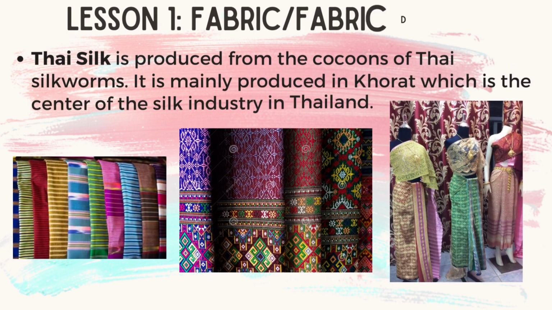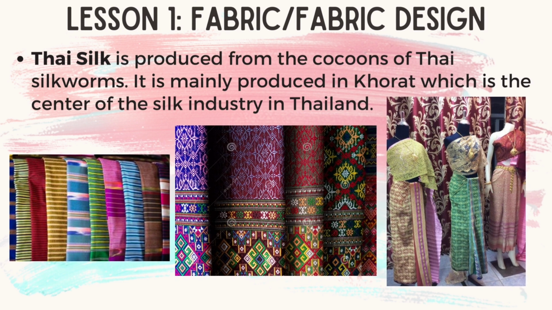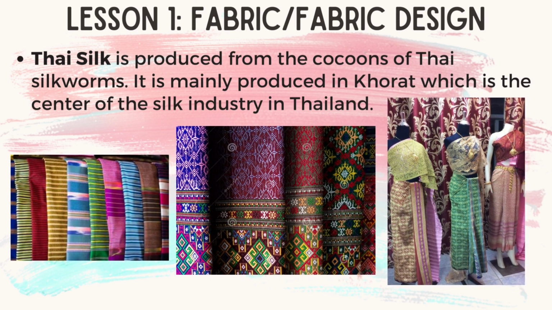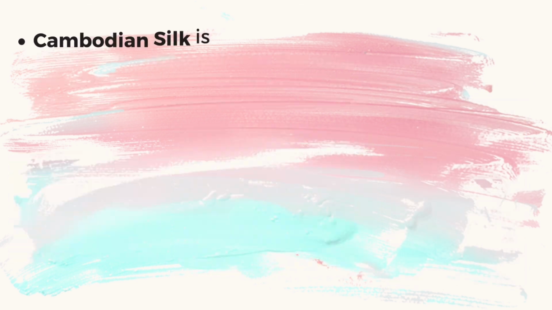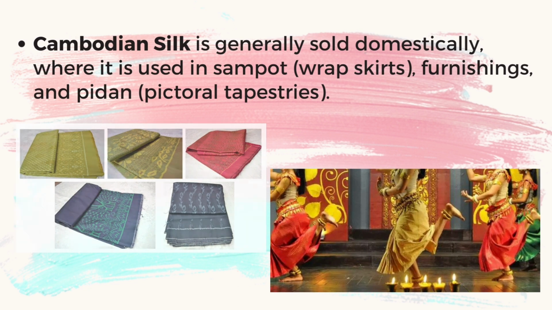Fabric or Fabric Design. Thai silk is produced from the cocoons of Thai silkworms. It is mainly produced in Angkor Wat, which is the center of the silk industry in Thailand. Next, we have the Cambodian silk. It is generally sold domestically, where it is used in sampot or wrap skirts, furnishings, and pidan or pictorial tapestries.